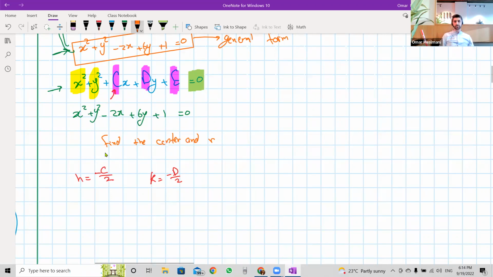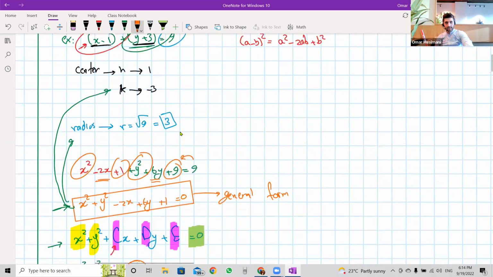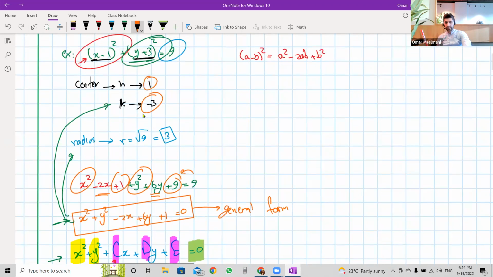Let's try to test it now. What is the coefficient of x? It's minus 2. So h is equal to minus of minus 2 over 2, which is plus 2 over 2, which is 1. That's the h value. What about the k value? k is minus d, and d is 6, so minus 6 over 2, which is negative 3. Let's check again: h and k, it is correct.